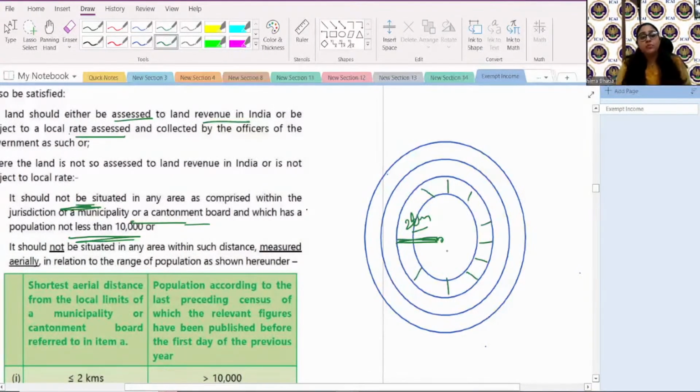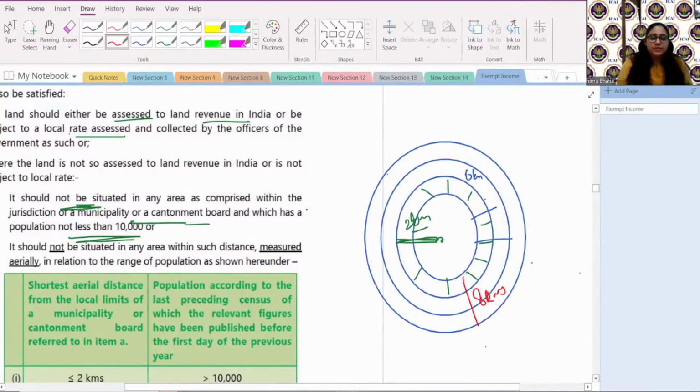Now, if the cantonment ka population is more than 1 lakh, then more area would also disqualify it from being exempt. So, agar population is more than 1 lakh but up to 10 lakh, then ye wala area also, which is within 6 kilometers range, would not qualify to be a farm building. If the cantonment ka population is more than 10 lakhs, then the area up to 8 kilometers would not qualify to be a farm building.